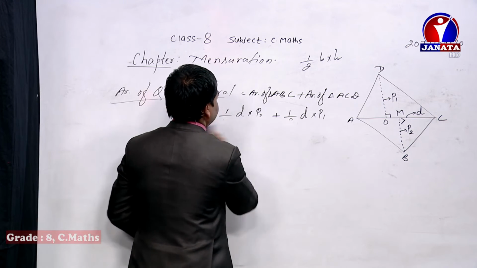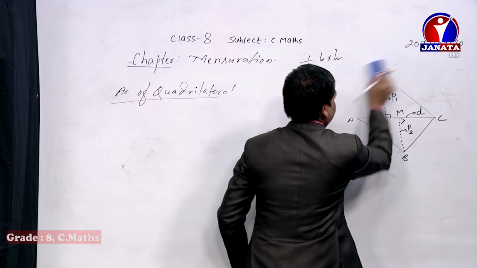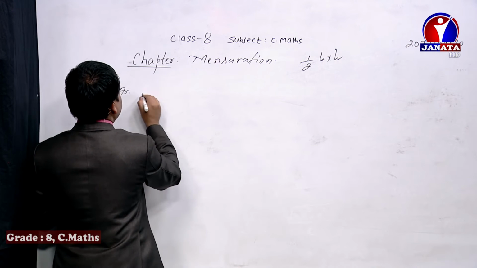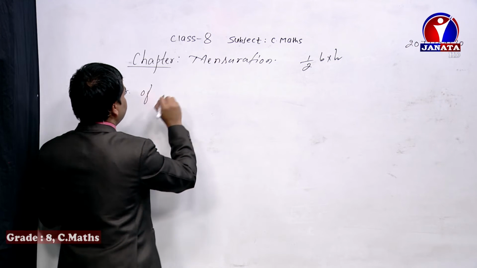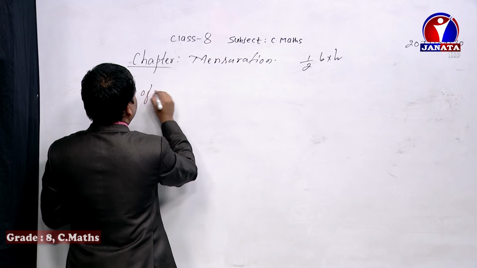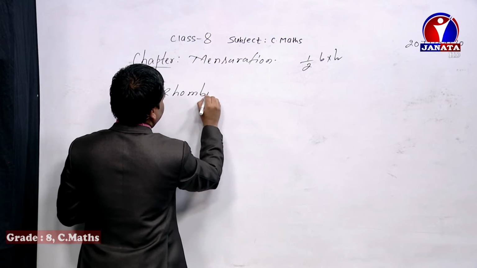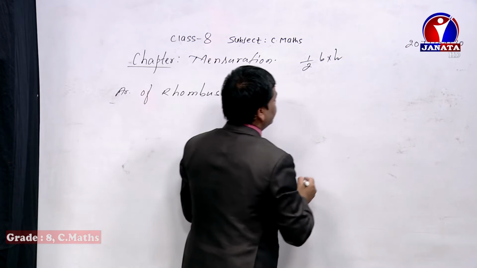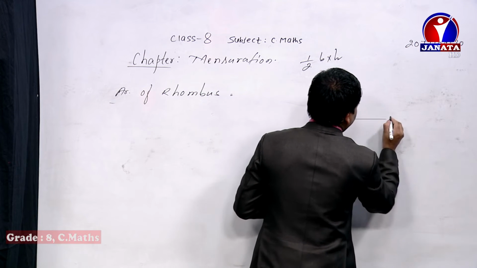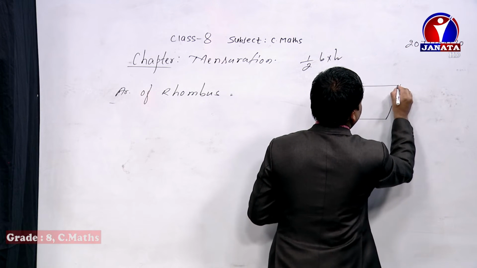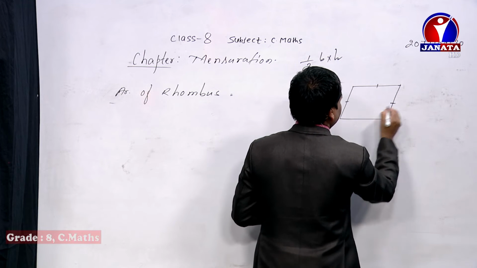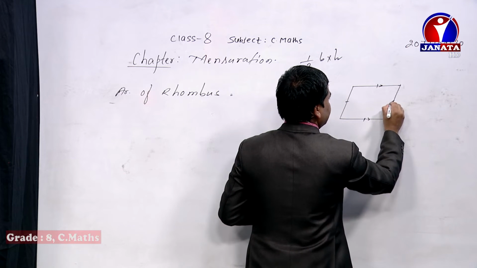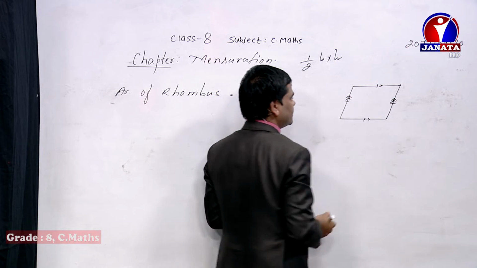Now let's take another. By using the same formula, another formula. Okay, area of rhombus. How to find out the formula of rhombus? What kind of figure is known as rhombus, dear friend? A figure or parallelogram having all sides equal to each other but not the angles. All sides are equal, and opposite sides are parallel to each other. This one is known as the rhombus.